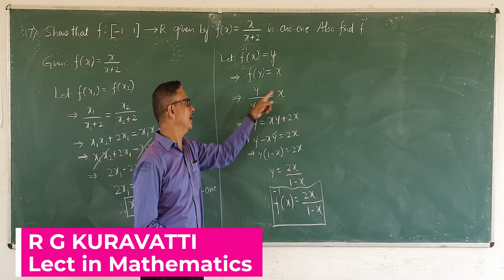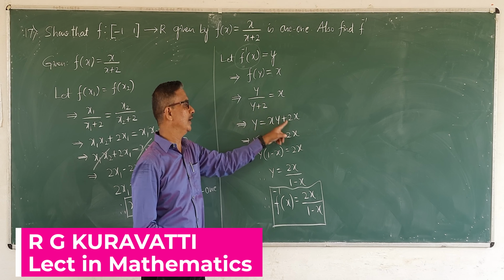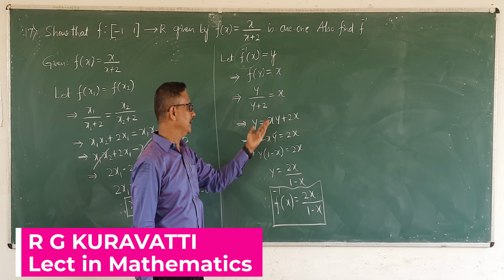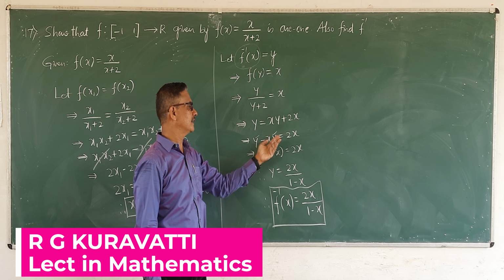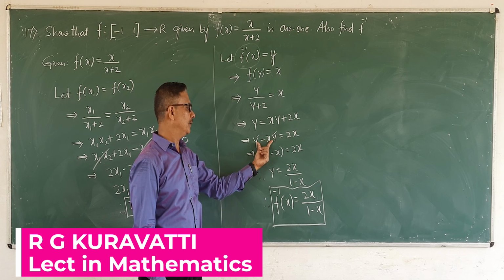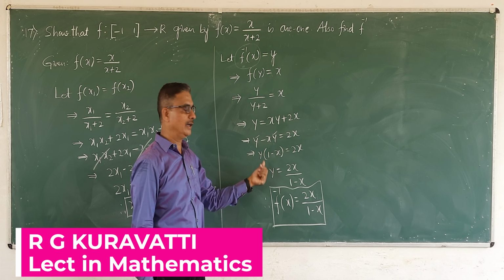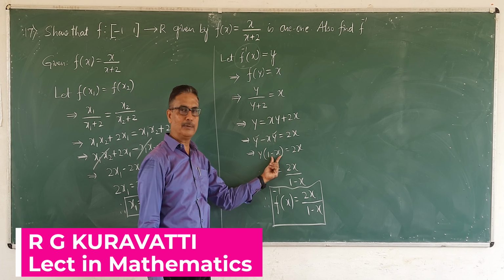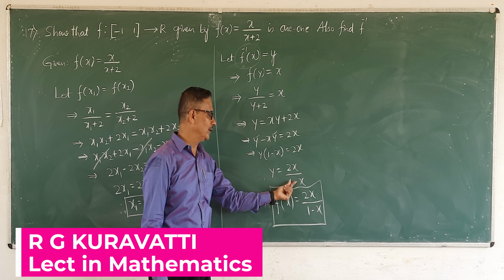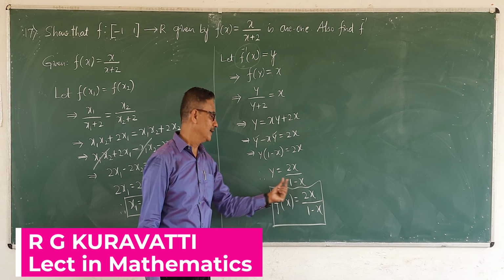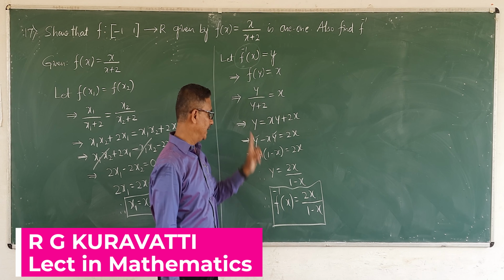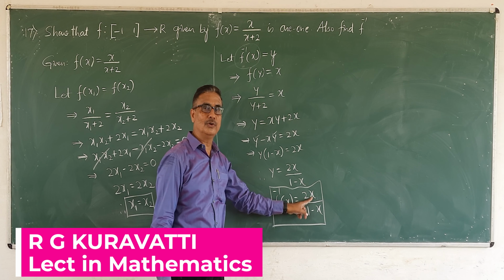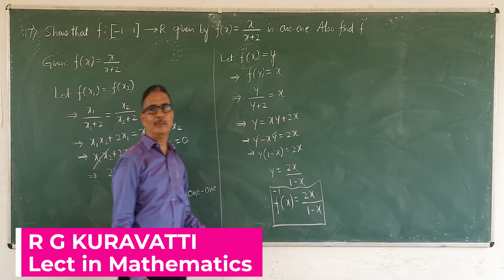Simplify, cross multiply, y is equal to xy plus 2x, or y, take the xy term on the left side, minus xy is equal to 2x. Among those two, the common factor is y, y into bracket 1 minus x equal to 2x. Divide by 1 minus x, y is equal to 2x divided by 1 minus x. So the inverse image of x is equal to 2x divided by 1 minus x.